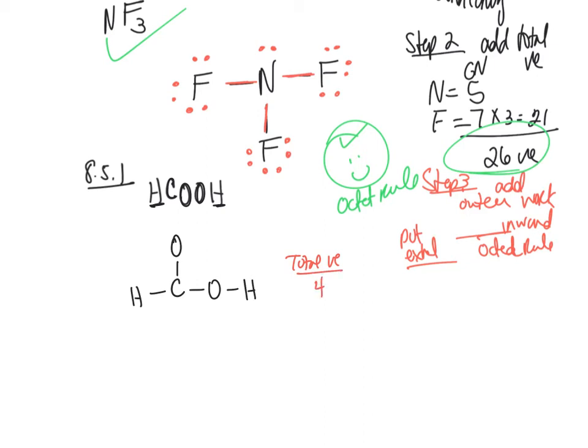So carbon is 4, hydrogen is 1, there's 2 of them, so that's 2. Oxygen is 6, and there's 2 of those, so that's 12. So 4, 5, 6, 7, 8, so we have 18 total valence electrons. Hydrogen can't have any more, it only has 2, 1, 2, 3, 4, and so then oxygen 4, 5, 6, 7, 8, 9, 10, 11, 12, 13, 14, 15, 16, 17, 18.